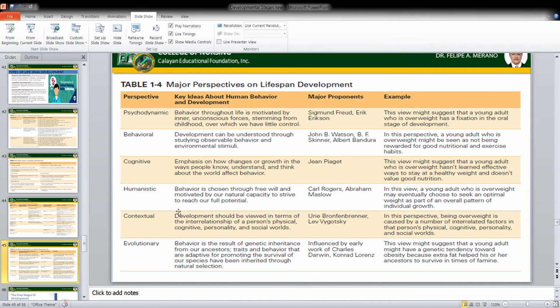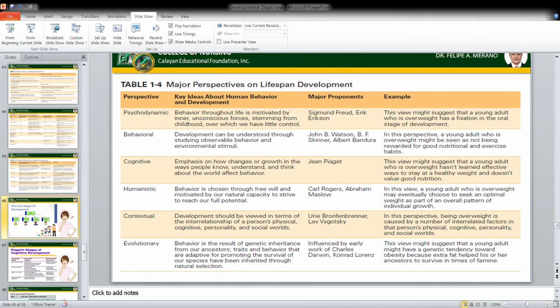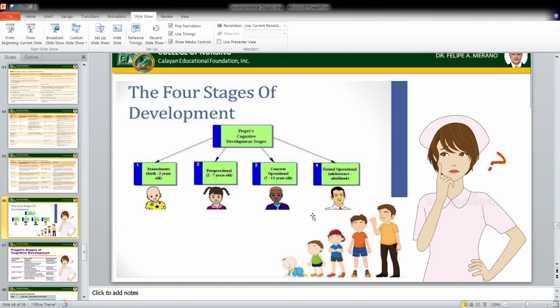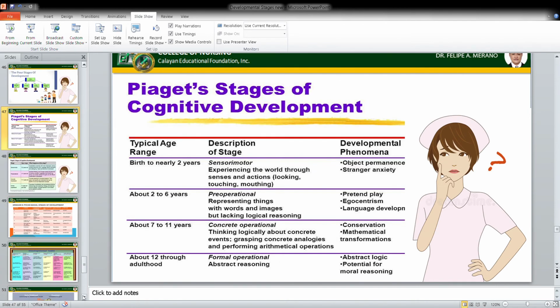Then here you also need to memorize this concept, the major proponents: the author of psychodynamic, the behavioral, cognitive, Jean Piaget, humanistic, then contextual, Lev Vygotsky, and evolutionary. So all those things you need to memorize and understand by heart. Okay, here are Piaget's stages of development.